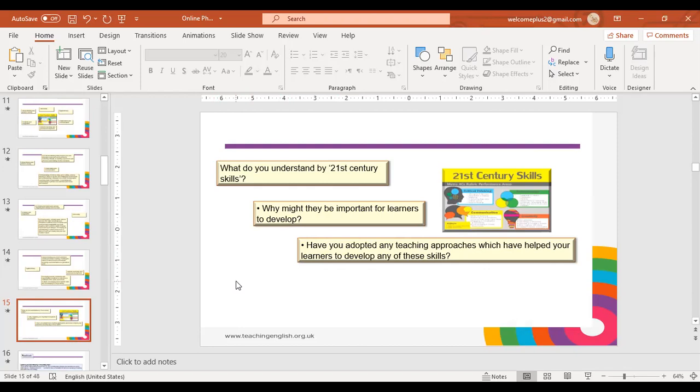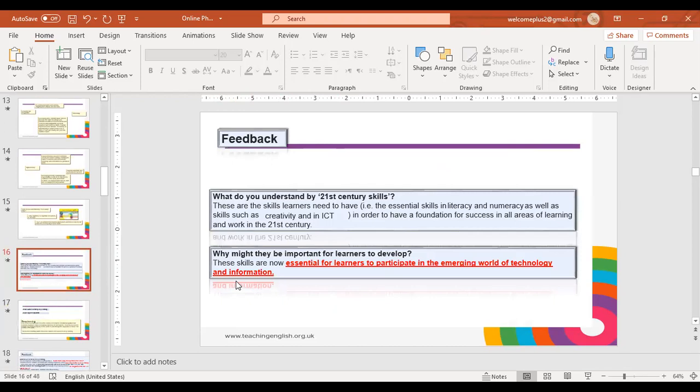Have you tried to use any technique to help students to be more creative in your own classrooms? I think making projects or searching the internet may help in this case. Yes, thank you so much. Okay, what do you understand? This is like a feedback.